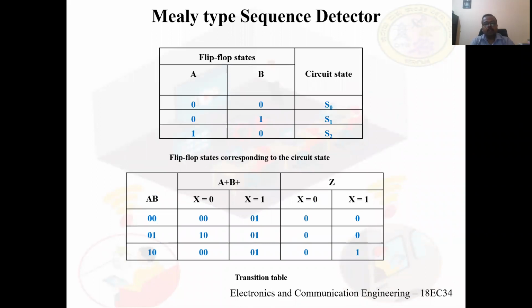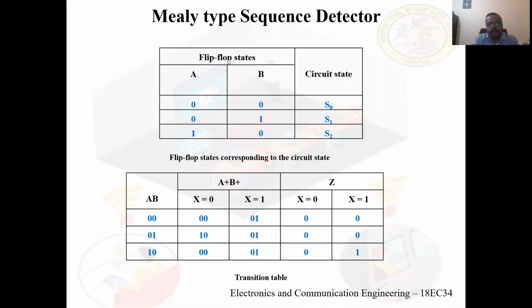Now, once we have this, how do we know the flip-flop states for these circuit states? Now here, how many states do we have? We have S0, S1 and S2 states. One flip-flop is required for 2 circuit states. Since we have 3 circuit states, how many flip-flops do we require here? We require 2 flip-flops, and we designate them as A and B, and S0 is given as 0 0, S1 is 0 1, and S2 is 1 0 here, right?